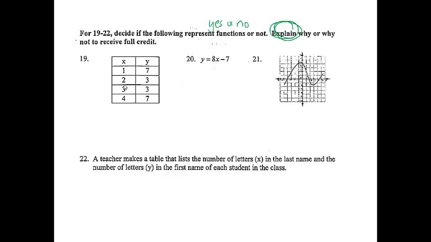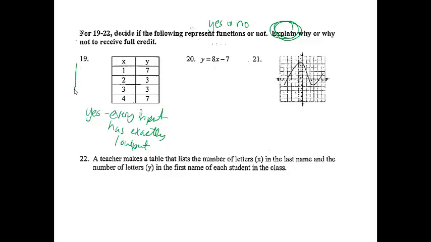Okay, if I look at the first example, it looks like I have all different inputs, and so every input has its own output. So I'm going to say on this one, yes, and then I'm going to say every input has exactly one output.